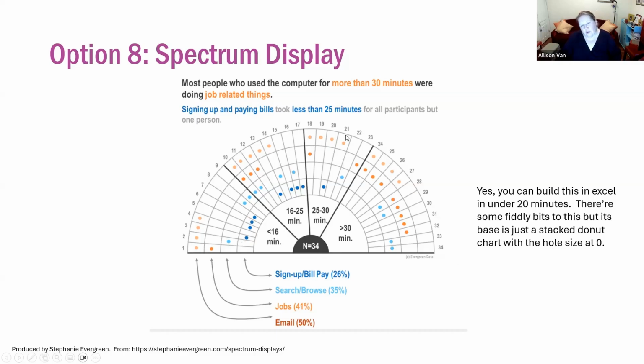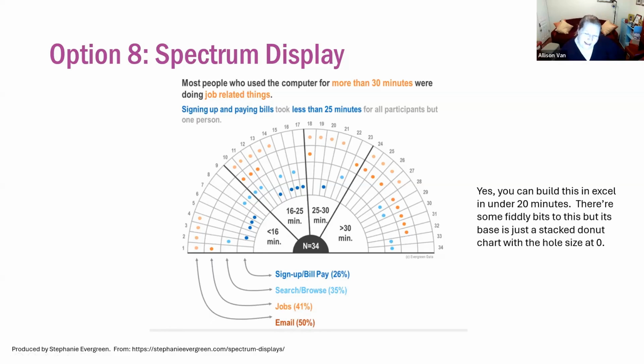So there are 34 individuals that were part of this study, and they were looking at how much time they were spending on computers at a public library. So these breaks in the fan represent different amounts of time that they're spending. And then the circulars, the parts that fan out, represent what they were doing. So sign up and bill pay, search, browse, jobs, email. For whatever reason, email is this color rather than this. I think that's just a mistake.